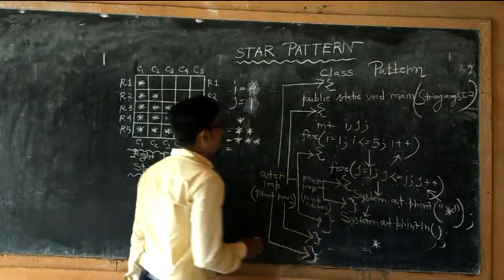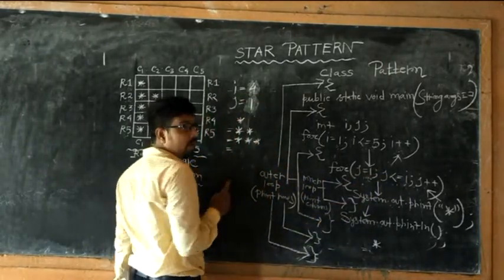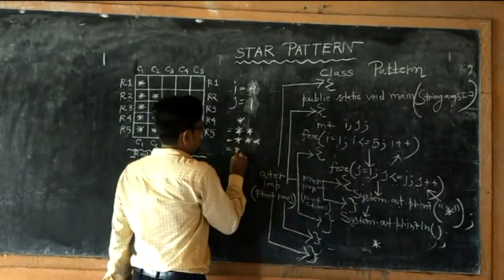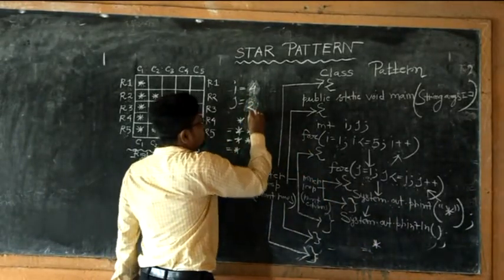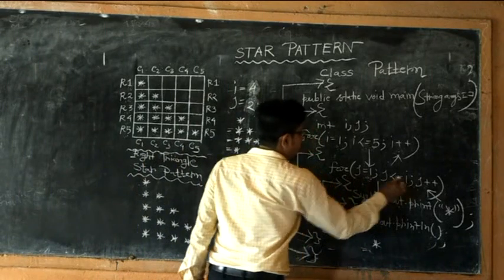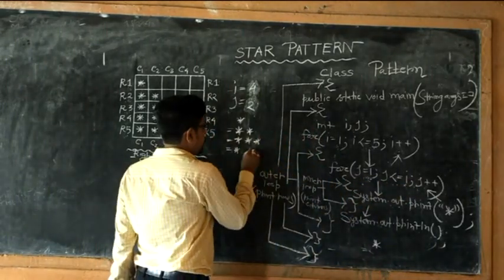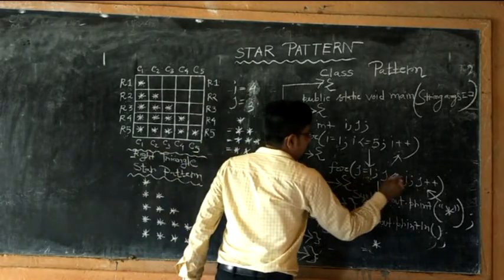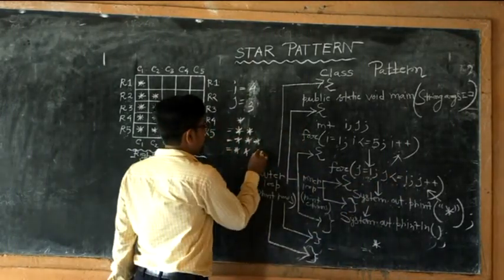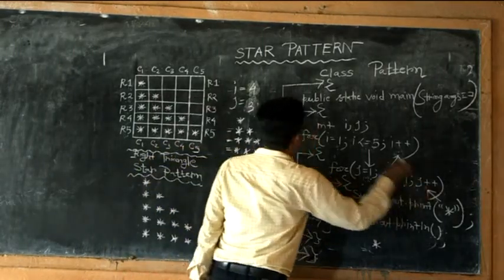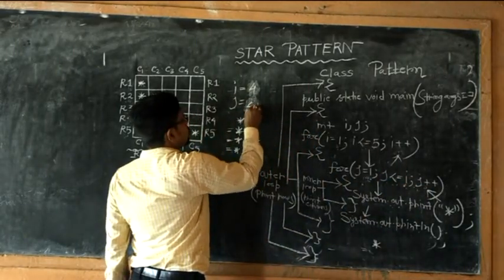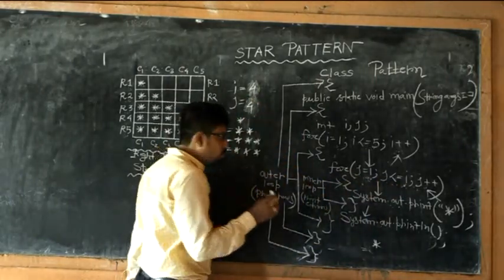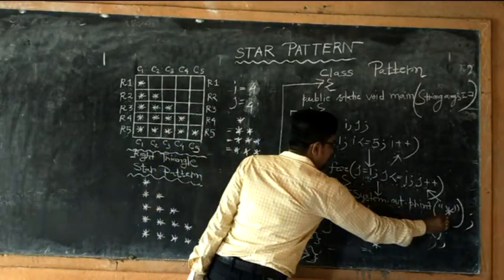1 less than or equal to i value, which is 4. 1 less than or equal to 4, condition true, come to this section and print 1 star. Now j value is becoming 2. Now 2 less than or equal to 4, condition correct? Print 1 more star. j plus plus. Now 3 less than or equal to 4, condition correct? Print 1 more star. j plus plus. Increase 1 more value, 4. Now 4 less than or equal to 4, condition true. It will come again to this section. Print 1 star.